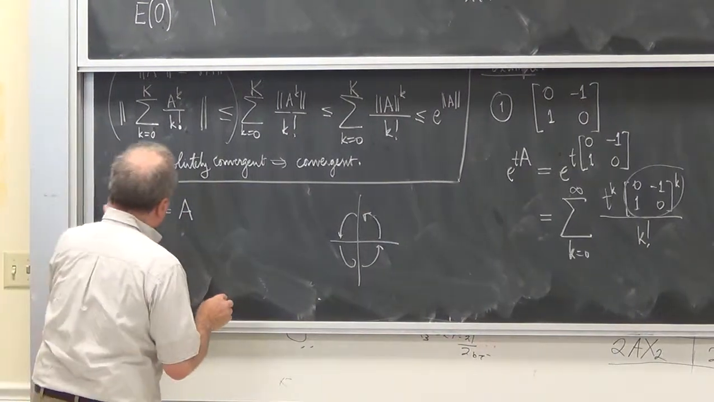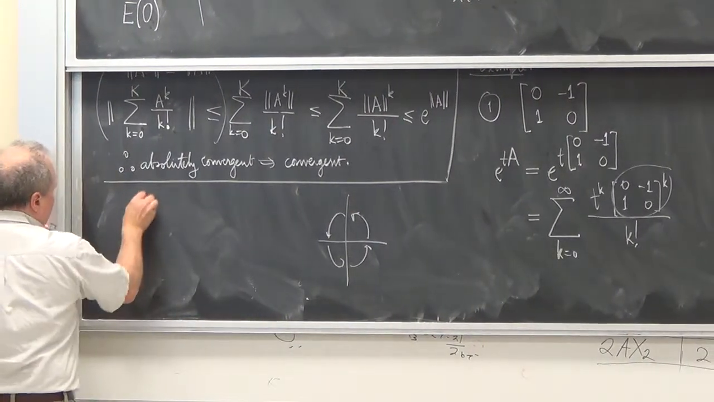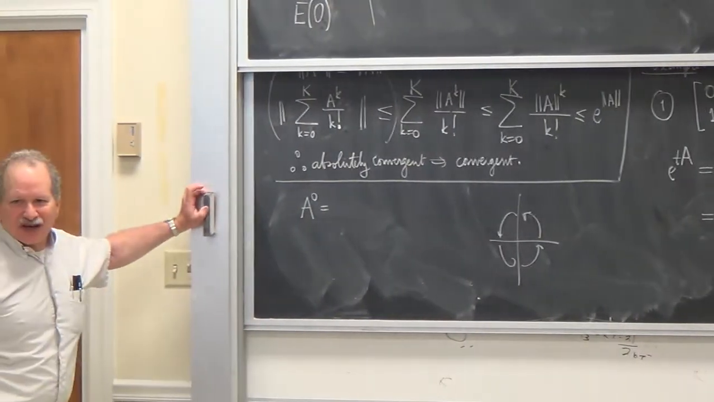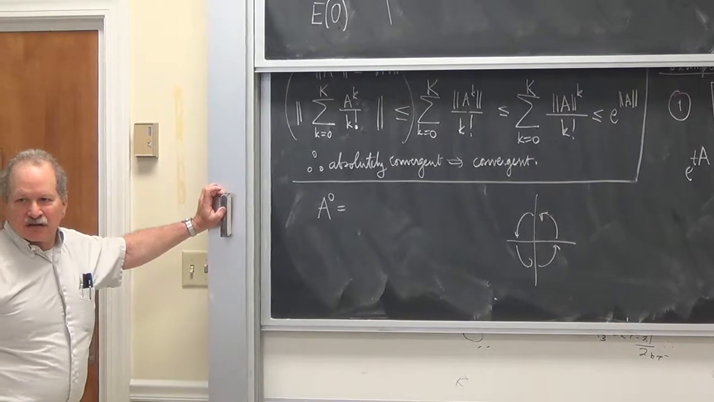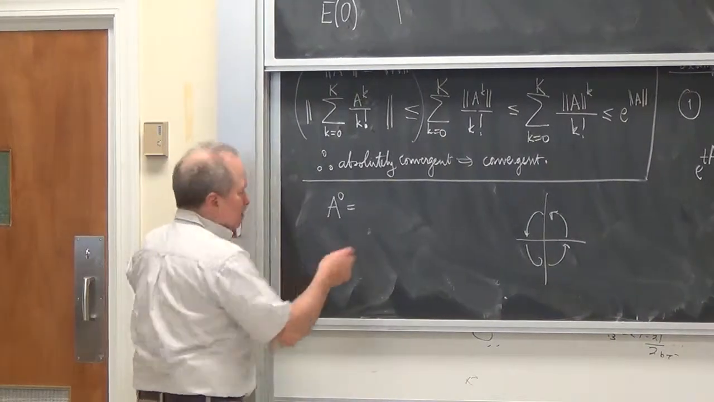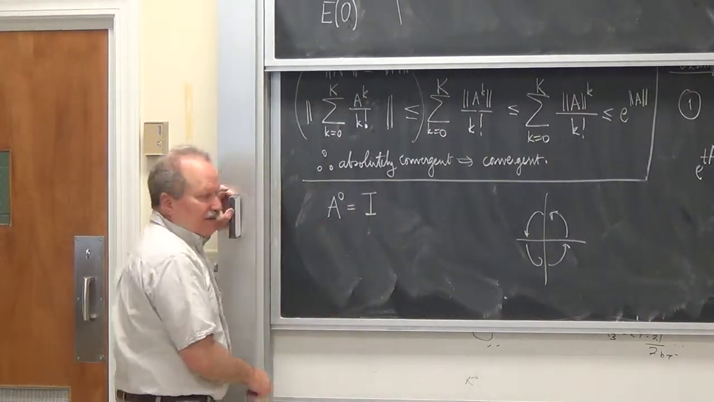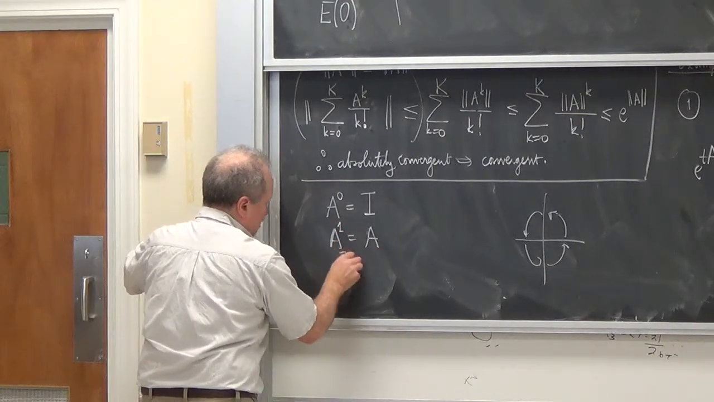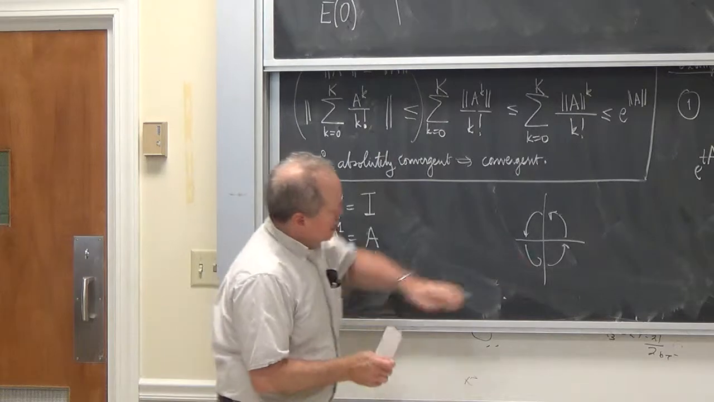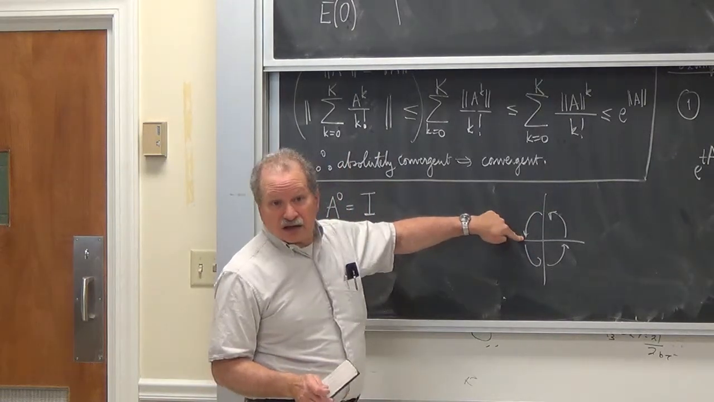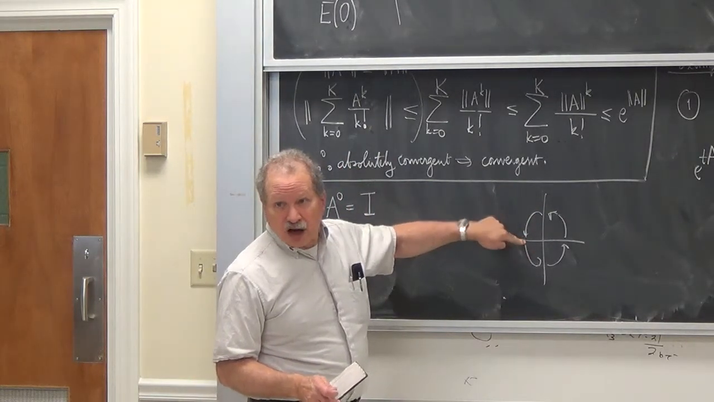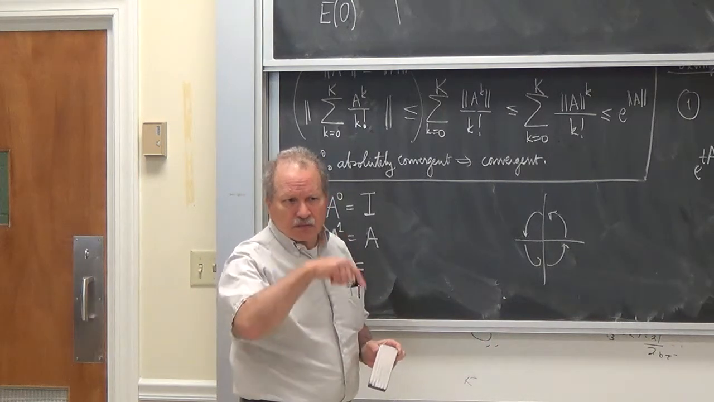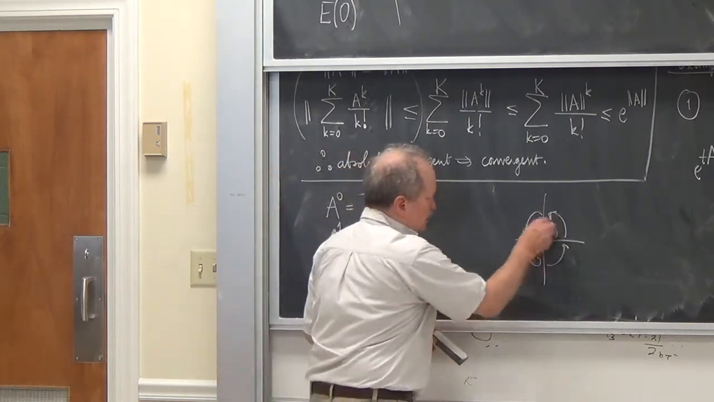Well, let's be stupid here. By the way, the convention, as is always the case with Taylor series, is that when you have the 0th power, it's normally 1, but now we're doing matrices, so it's the identity. A to the first is A. What's A squared? It's rotation through pi, rotation through pi.